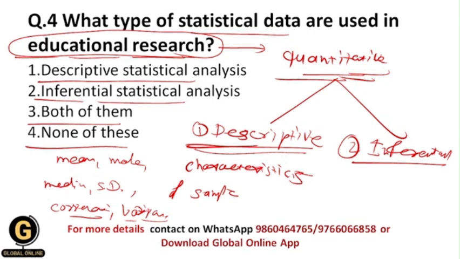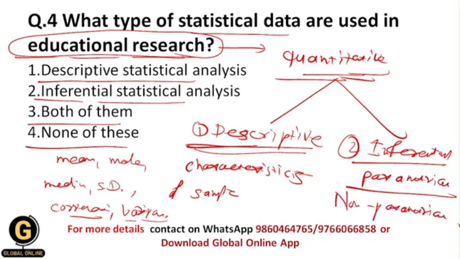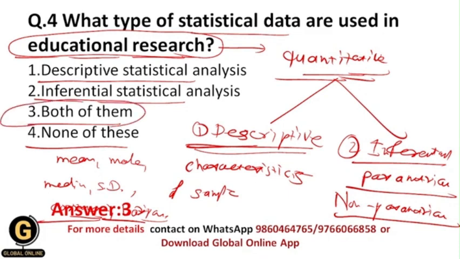So basically you can say a parametric test is inferential statistical analysis, and non-parametric tests are also inferential statistical analysis, and we are going to see these parametric and non-parametric tests in upcoming videos. As well, we are going to see mean, mode, median, standard deviation, correlation, variance in upcoming videos, so don't worry. The correct answer here is 3, that is both of them, because we can use descriptive statistical analysis and inferential statistical analysis both in educational research.